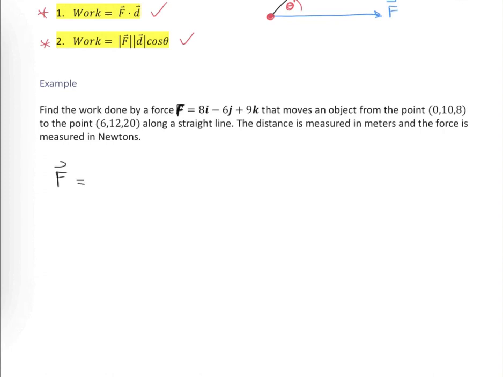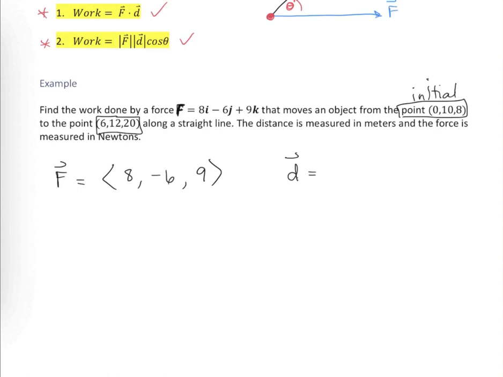Our force vector, and I'm actually going to switch over to pointy bracket notation, for me that's a little bit easier. So ⟨8, -6, 9⟩, that's my force vector. But we don't have our displacement vector yet. However, we are given the point at which we start, which is the initial point, and we're also given the terminal point of our displacement vector.